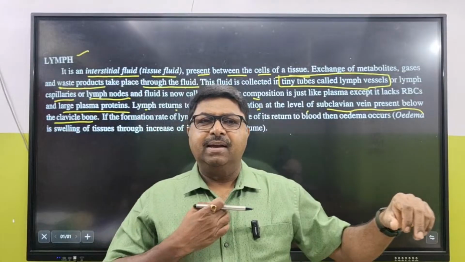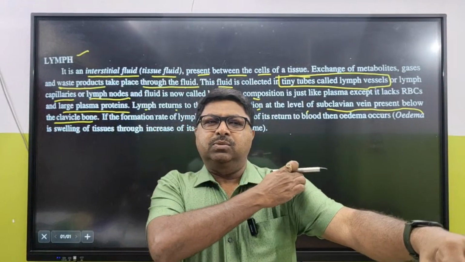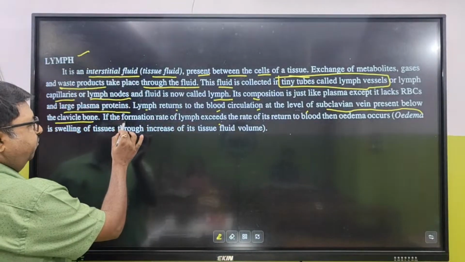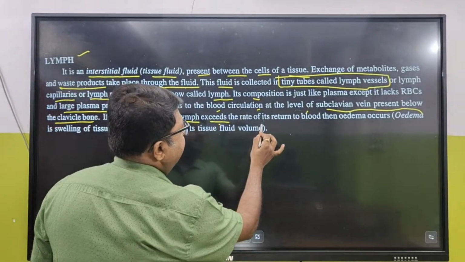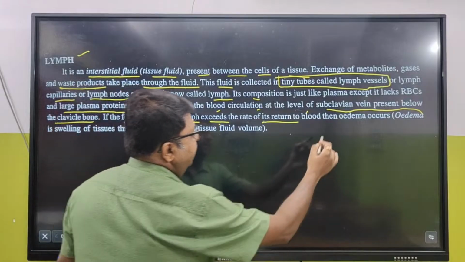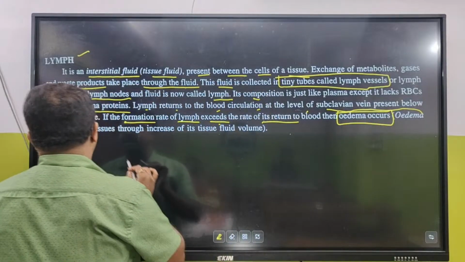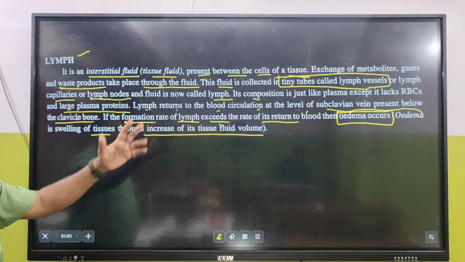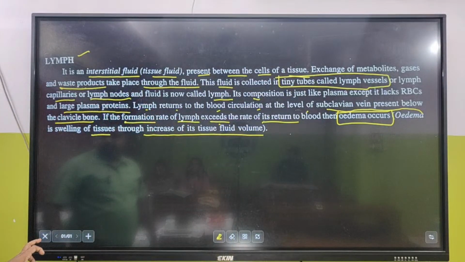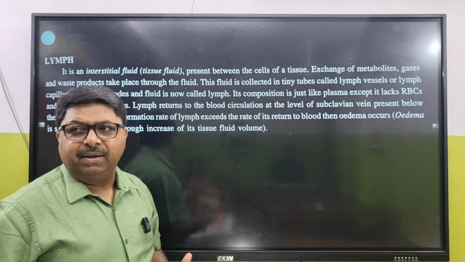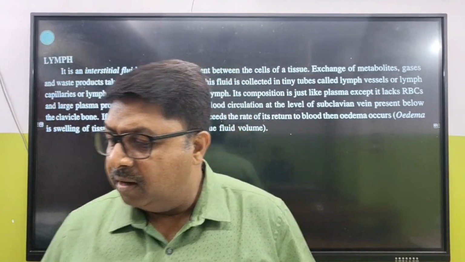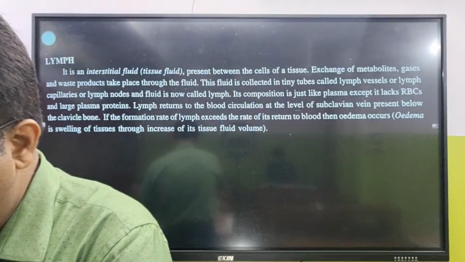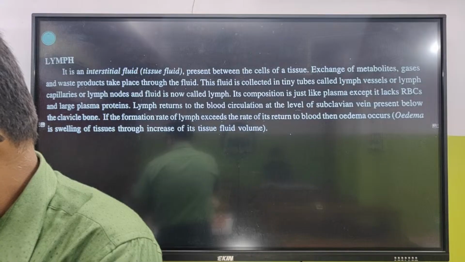Subclavian. So from the heart, it moves towards what? The subclavian vein moves towards your hands, to your arms. If the formation of lymph exceeds the rate of its return to the blood, then edema occurs. Edema is swelling of tissues through increase of its tissue fluid volume. So what is the main purpose of lymph? The main purpose of lymph is to help in protection because it contains what? It is rich with WBC only. It's not having RBC. It's rich with WBC, lymphocytes.